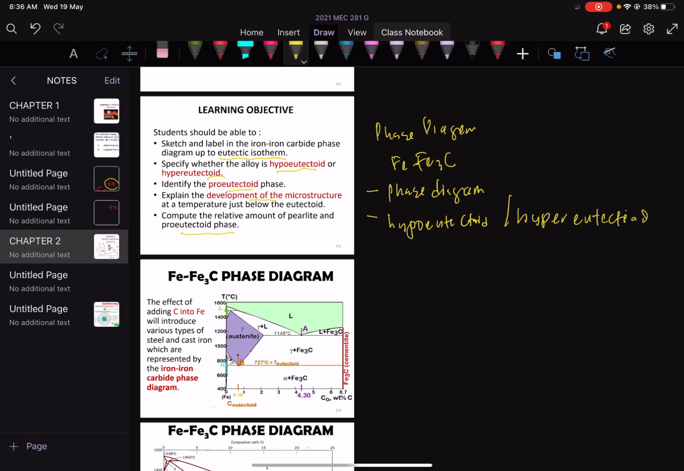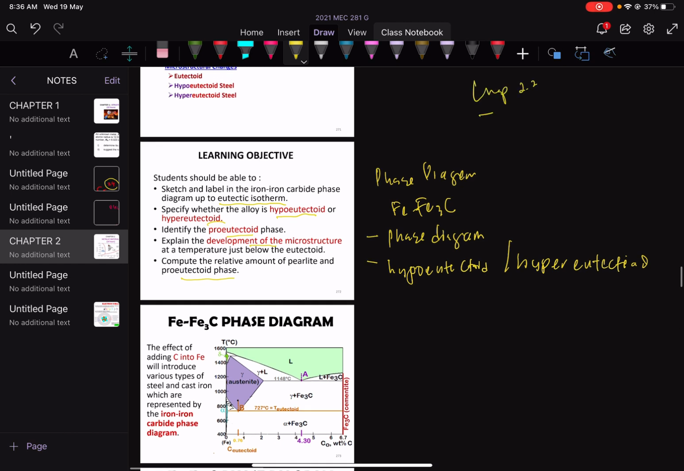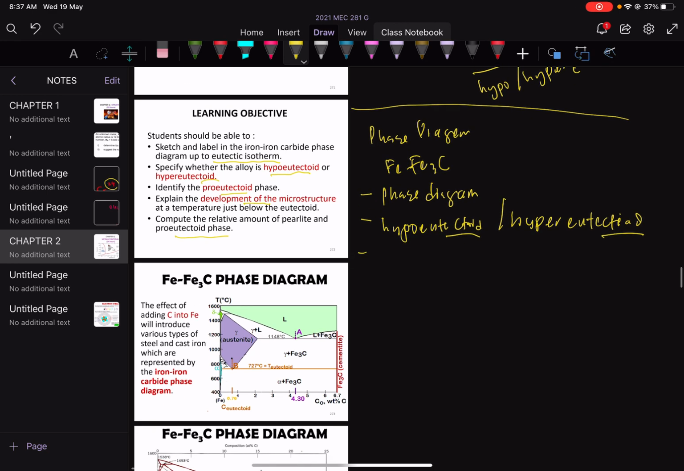So a little bit of recap from chapter 2.2: we learned about hypo and hyper-eutectic. But in this chapter, we are going to learn about hypo and hyper-eutectoid. And similar to chapter 2.2, we are going to learn what microstructure exists at a certain region, at a certain point. And we also have to apply rule 1, rule 2, and rule 3 in this chapter.